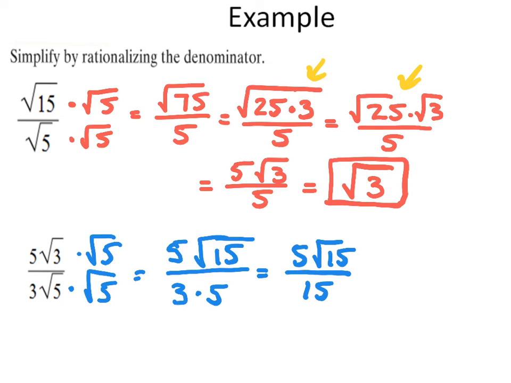Now at this point, I can't simplify that 15 with the 15 under the radical because they're separated by that radical. However, I can simplify the 5 over 15 to be 1 over 3. So it'll become square root of 15 over 3. And that would be your final answer.